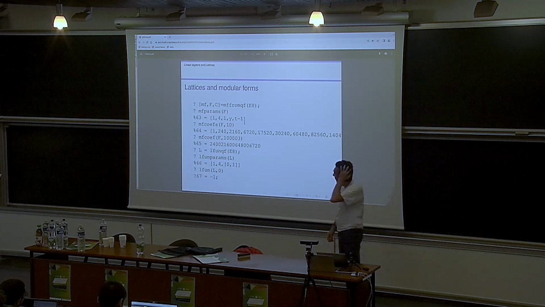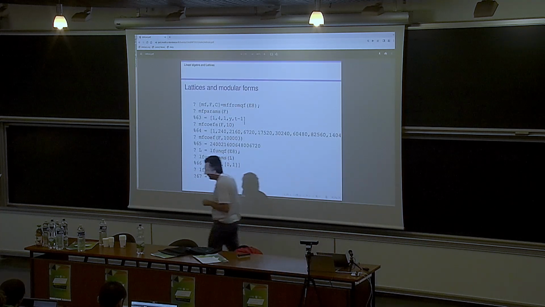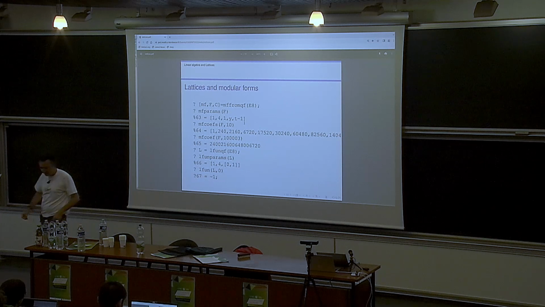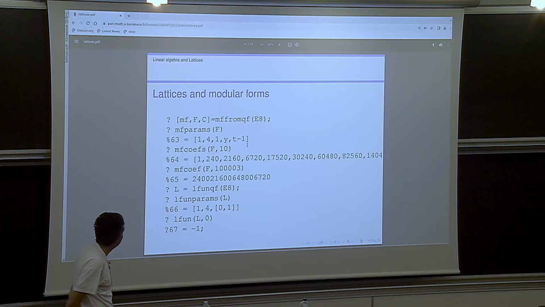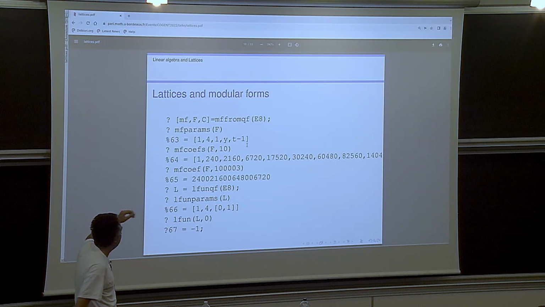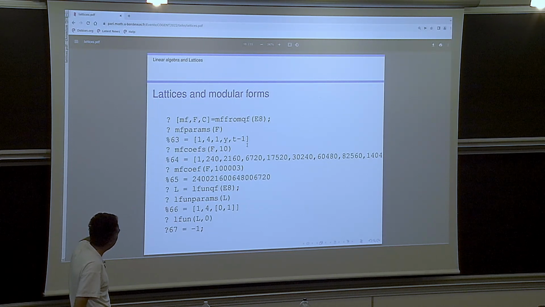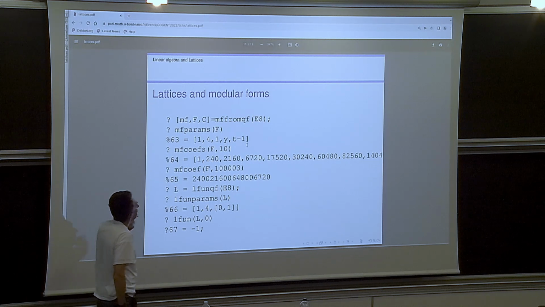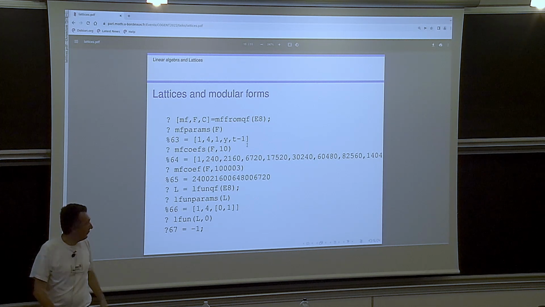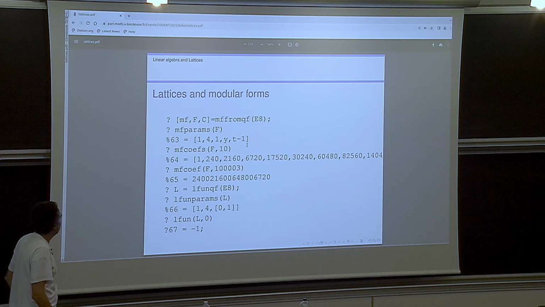So modular forms. When you have a lattice, sometimes you can build the corresponding modular form. So the function in PARI-GP is mffromqf. So mf means modular form. That means you transform a quadratic form into a modular form. So A8. Okay, it's a bit of a complex function. It returns 3 things. So you put brackets. But we only need the middle one, which is the actual modular form.